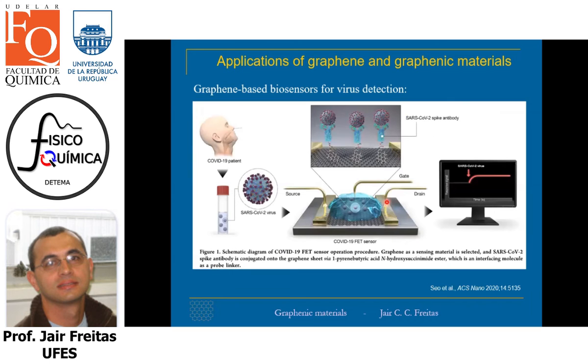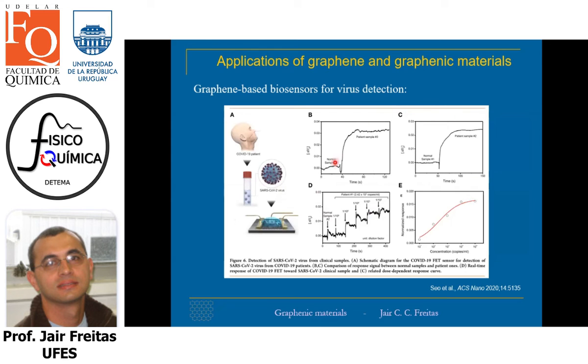They use the type of functionalization of a graphene layer to induce an interaction with the virus spike protein. And with this, they were able to build a device that was used and showed good performance for the detection of the presence of this virus. Here you can see the increase in the magnitude of the detected signal for samples collected from patients affected by COVID, the SARS-CoV-2 virus.